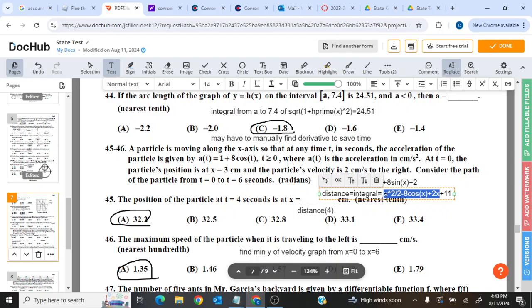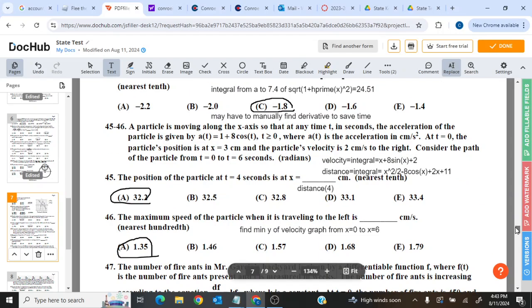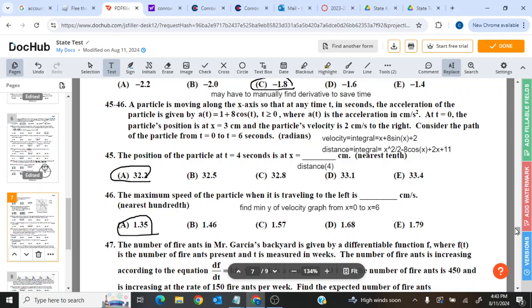Maximum speed of the particle when it's traveling to the left. Just graph the velocity equation we found right here, and figure out when it's the maximum speed when it's going in the negative direction from t equals 0 to 6. You can use second, calc, and then min/max, and then minimum to figure that out. Once you do that, you'll see that the maximum speed is 1.35.